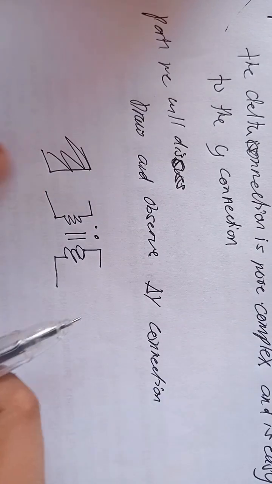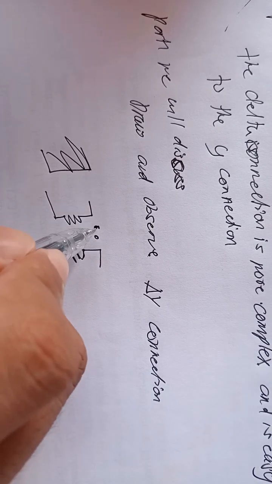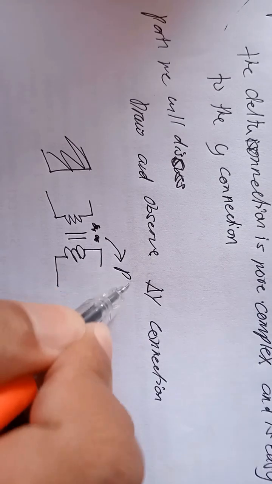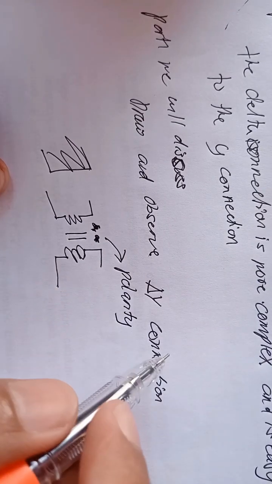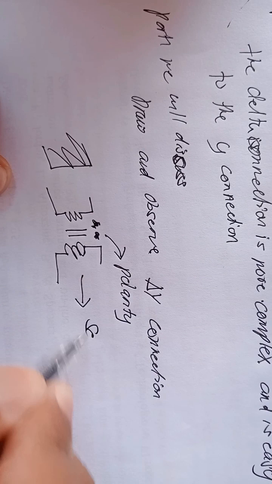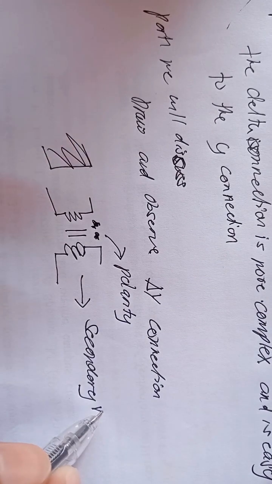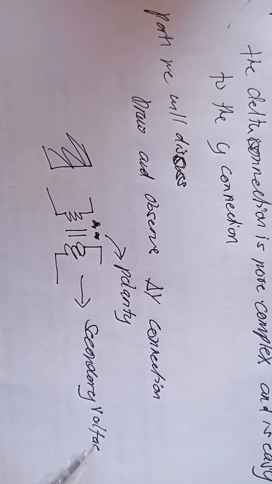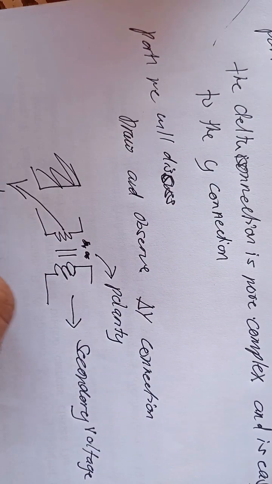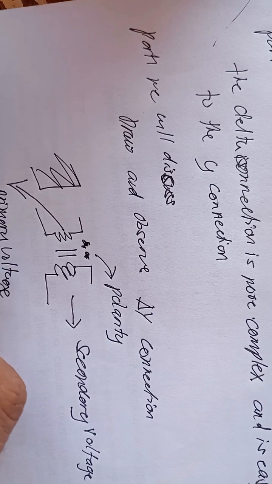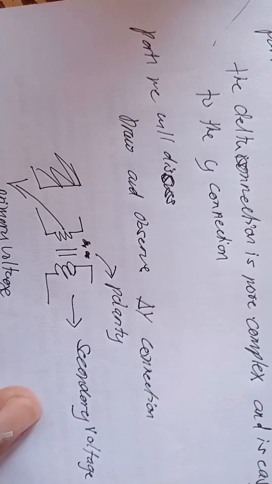So this is our transformer, and this is the polarity. These two dots here are the polarity, and this is our secondary voltage, or the secondary side, or the secondary low voltage. This is our primary voltage, or the primary side, or the right side, high voltage.